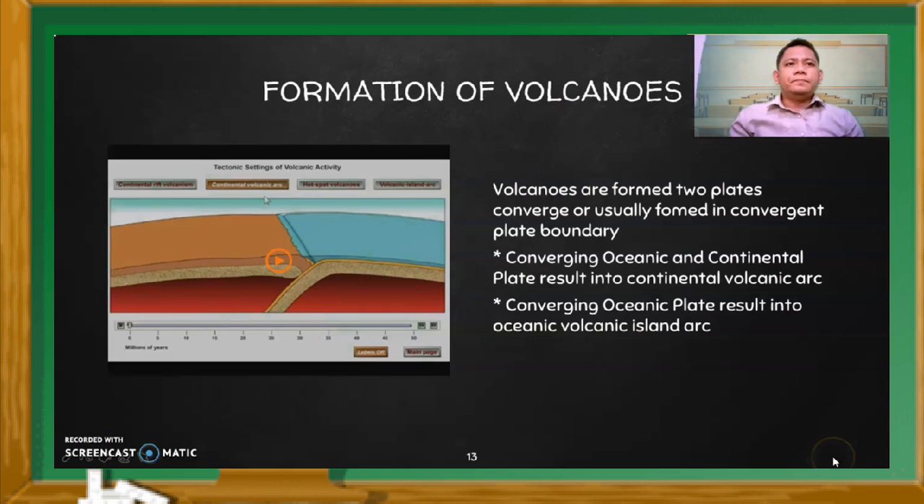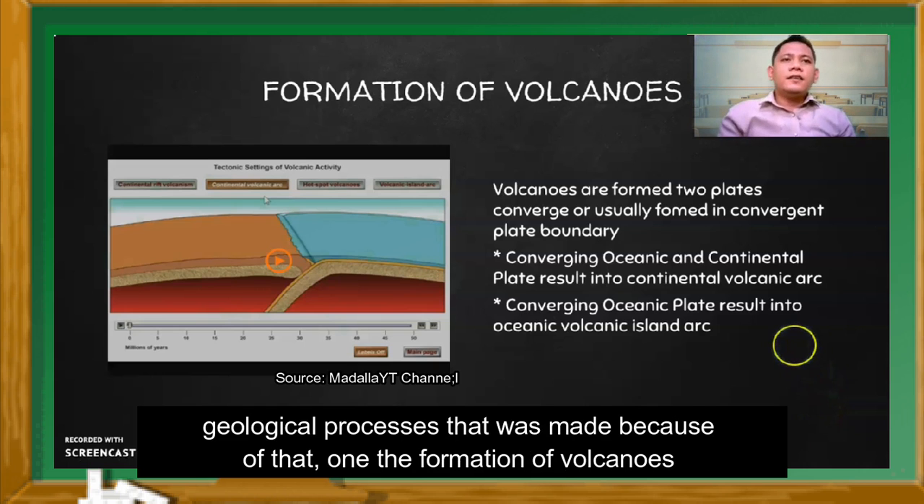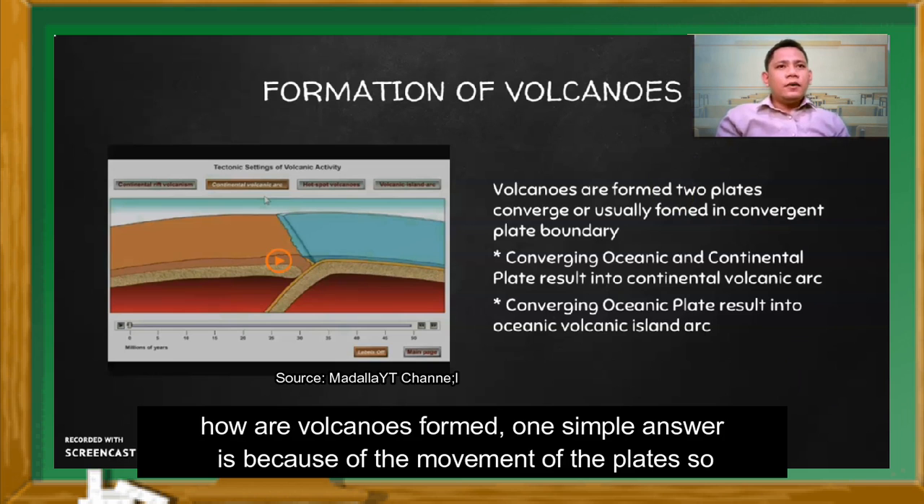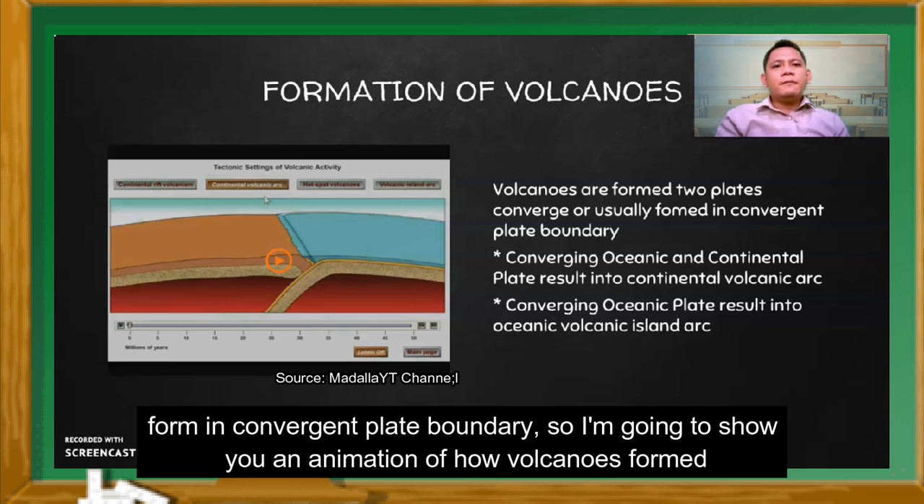Alright, so with those types of motion of the plates, or what we have known as plate boundaries, these are the geological processes that were made because of that. One is the formation of volcanoes. How are volcanoes formed? One simple answer: it's because of the movement of the plates. So volcanoes are formed primarily because of the convergence. They are usually formed in a convergent plate boundary.